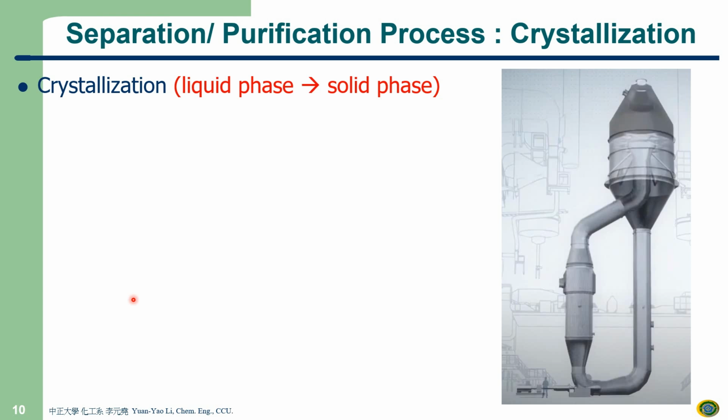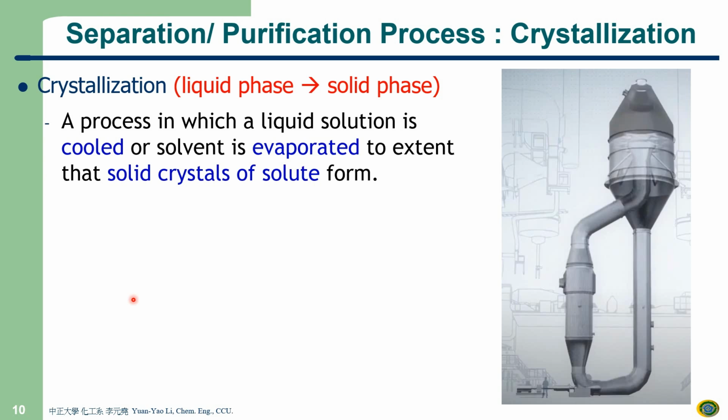Right. So another example is called crystallization. What's crystallization? Crystallization is a process in which a liquid solution is cooled or solvent is evaporated to obtain a solid crystal of the solute form. So for example, think of a glass of sugar water. You remove all the water, sugar will become solid. So this is called crystallization, right? Or salt water. You remove water, you become a crystallized salt.